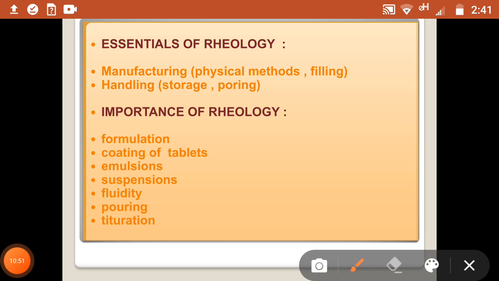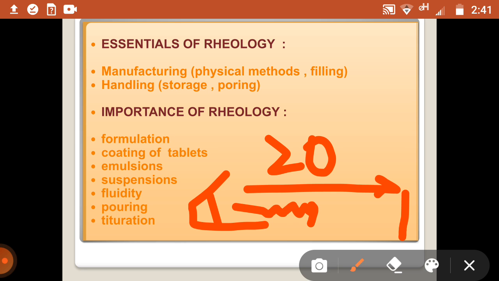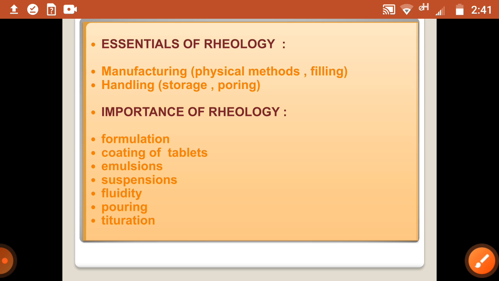But suppose you take honey and tilt the container of honey. The honey will slowly come out and does not reach the stage that water reaches in only 1 second. This honey will take probably 20 seconds to flow. So its fluidity is much less. Why? Because of its viscosity. So that is why we compare rheology and viscosity with each other.